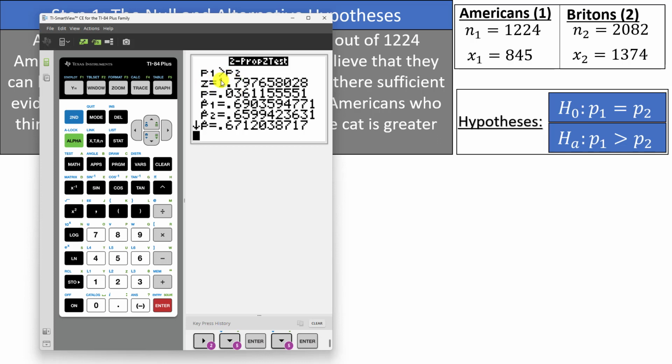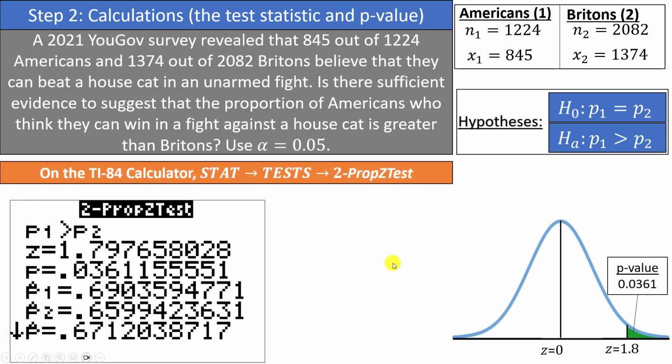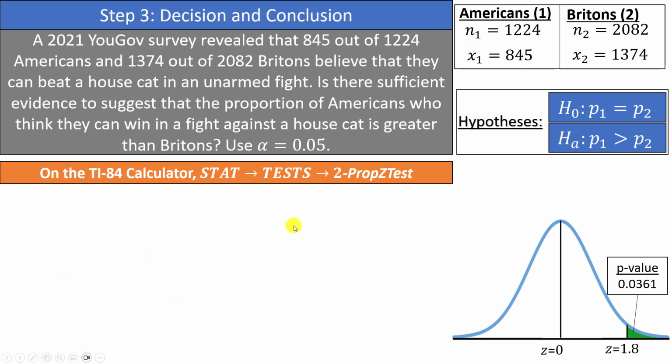Here's the z-score if you would have plugged into that formula that we looked at from earlier. So here's some of that output on the slides. And then you could also envision that on the distribution here. We had 1.8 as our z-score, and we had a right tail test, so that p-value in the right tail is 0.0361.